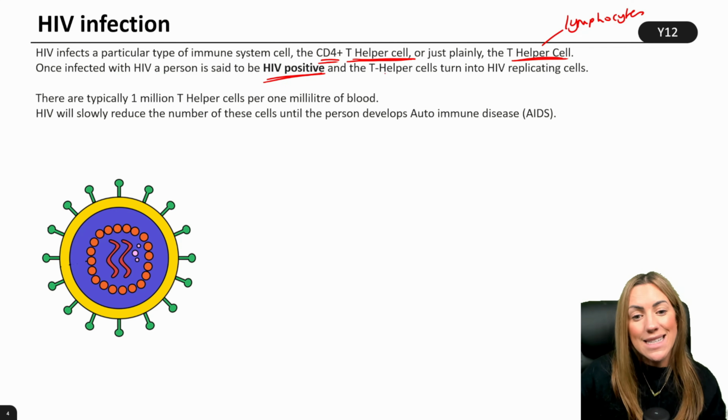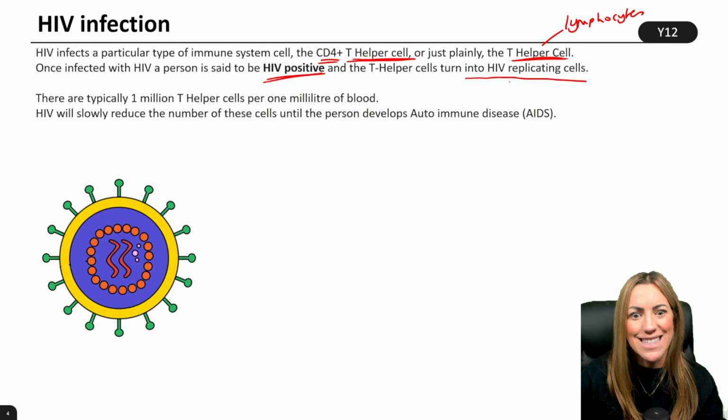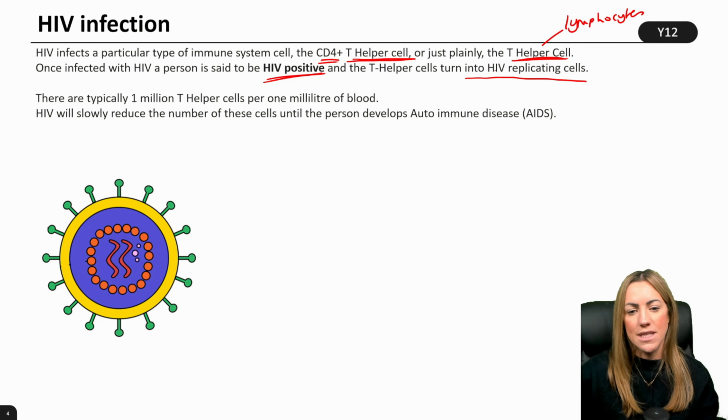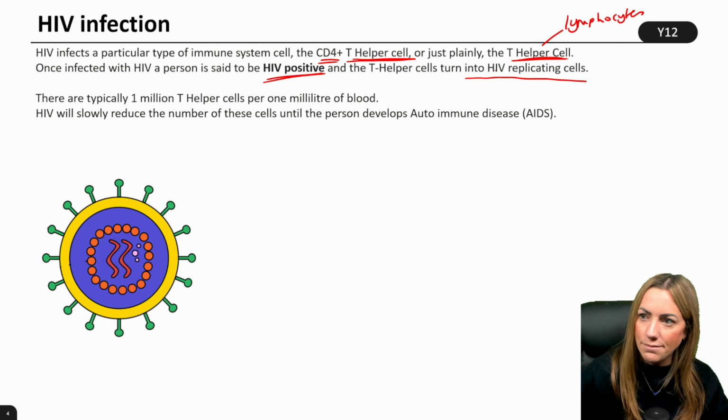And because the T helper cells are infected with HIV, they are going to turn into HIV replicating cells. So the HIV has basically hijacked these T helper cells and is using them to make viral proteins, which are then going to be assembled into new HIV viruses, which are going to burst out of the T helper cell. And in doing so, they're going to destroy it.